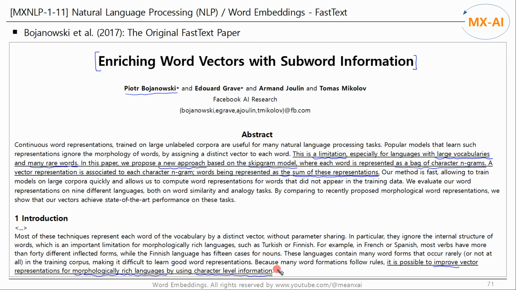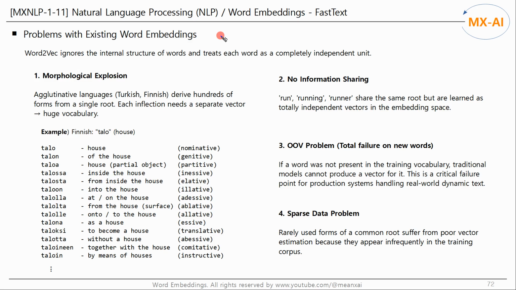In this video, we won't cover the entire paper. Instead, we'll focus specifically on Section 3, which introduces the model. Now let's look at the problems with existing word embeddings. Word2Vec ignores the internal structure of words and treats each word as a completely independent unit.